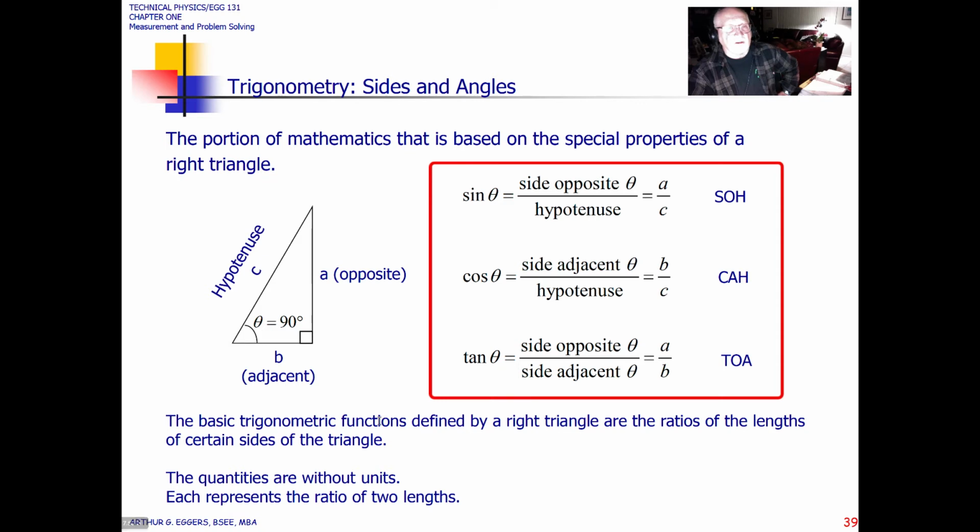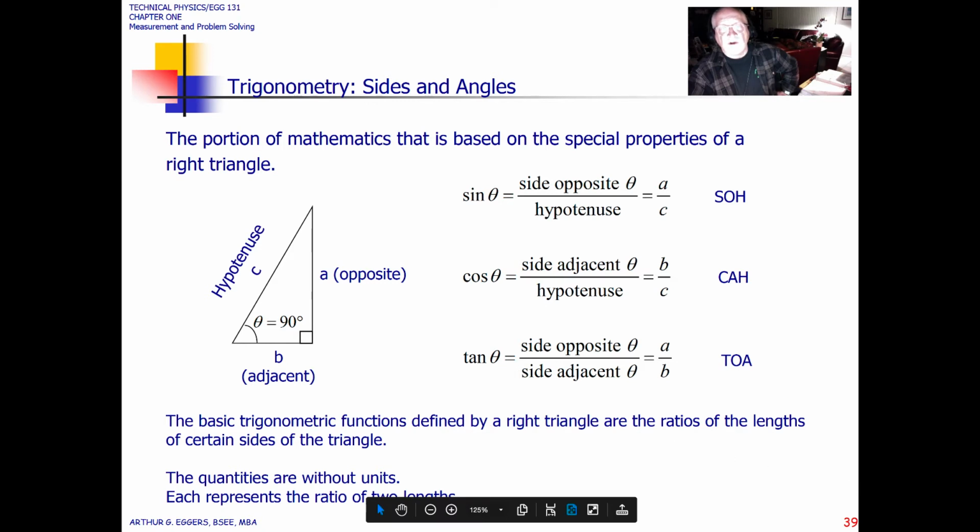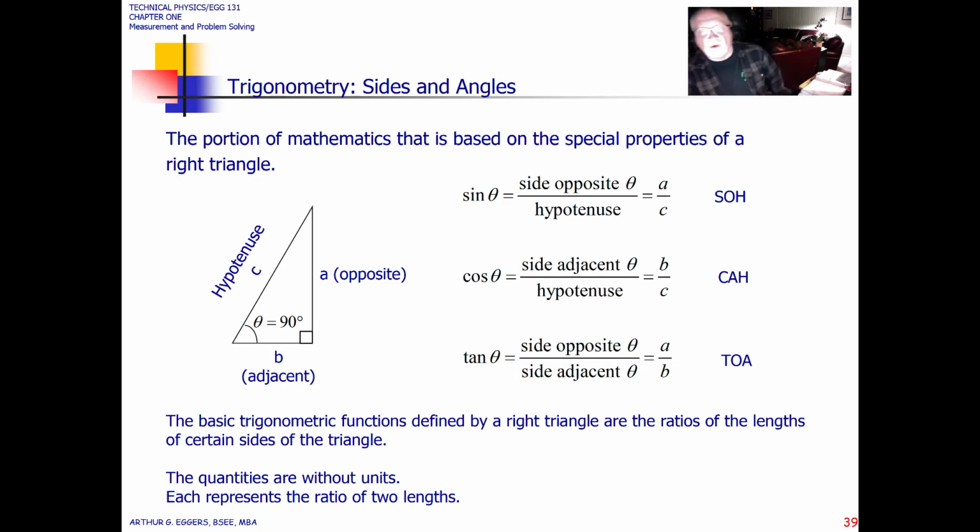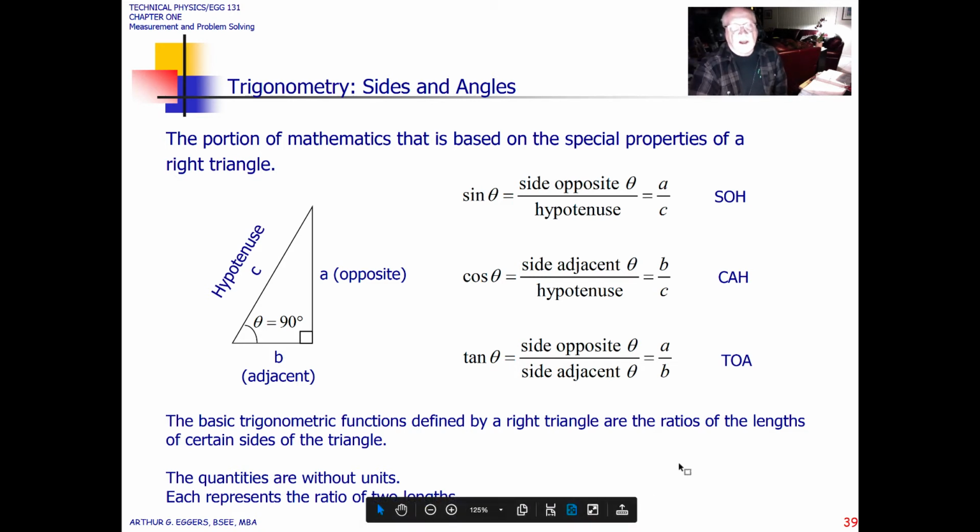The basic trigonometric functions defined by a right triangle are the ratios of the lengths of the sides of the triangle. The quantities are without units. Each represents the ratio of two lengths. And since it's a ratio, if you had units on there, they would cancel out anyway.